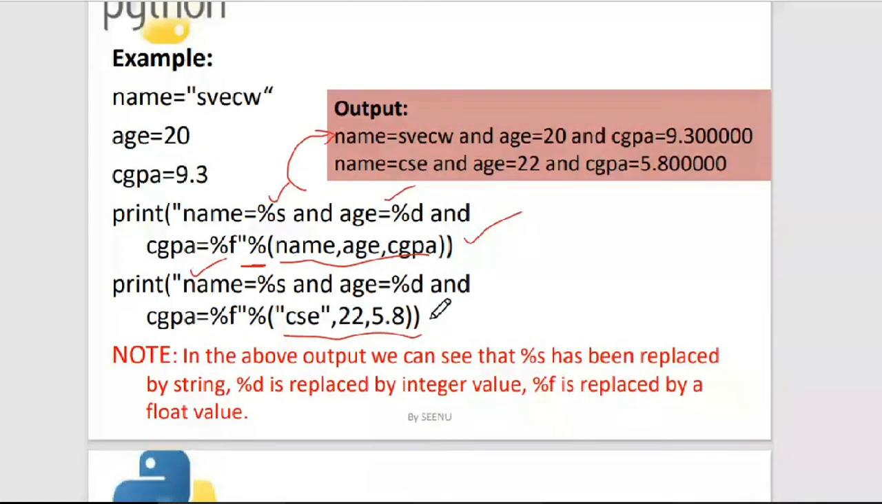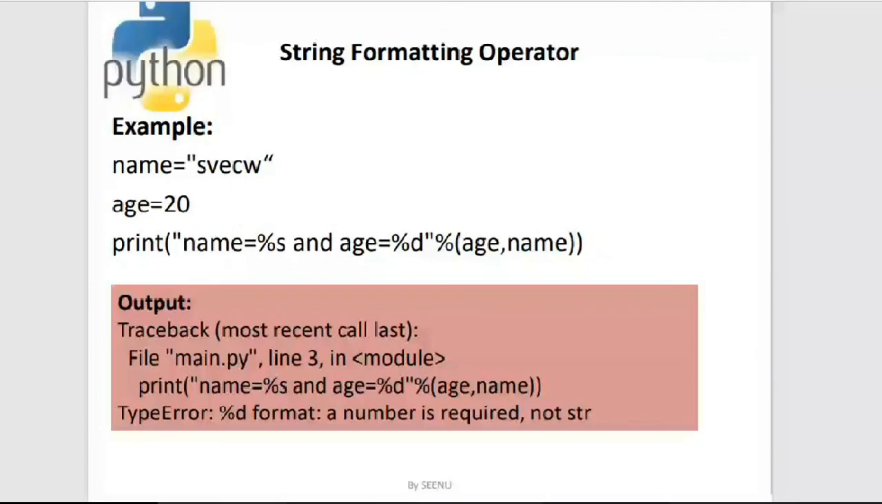So even this way you can do it. It's valid in Python. It will take CSE for name, 22 for age and 5.8 for the CGPA. So you can also replace. That's what I explained to you. The name is replaced with some string over here, the age is replaced with some integer value, and CGPA is replaced by some floating value. This is valid. I just wanted to tell you that this is valid.